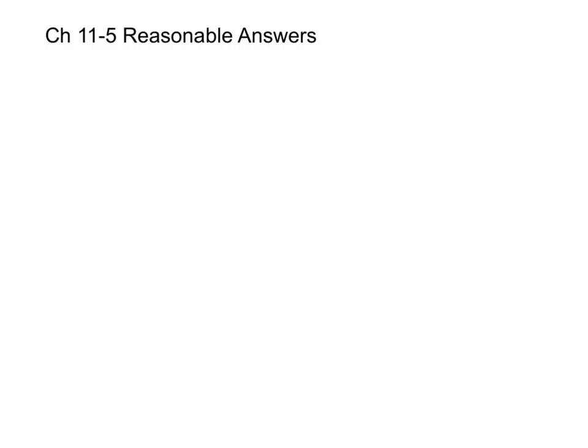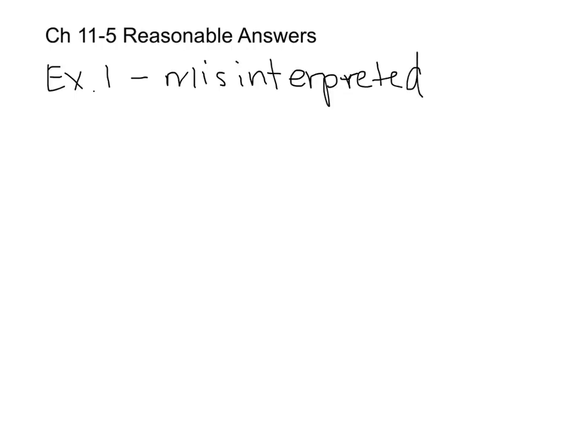So if you look at example number 1 on page 240, it says sometimes answers are unreasonable because the problem is misinterpreted. I think example number 1 is probably the most common mistake that I see 5th graders make, is the misinterpreted. Okay? And what does it mean by misinterpreted? What does misinterpreted mean?